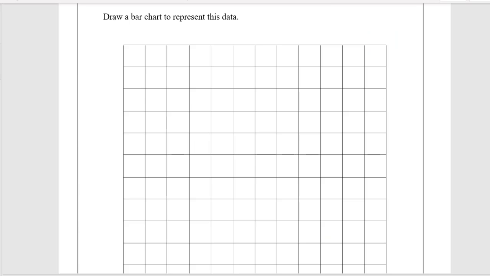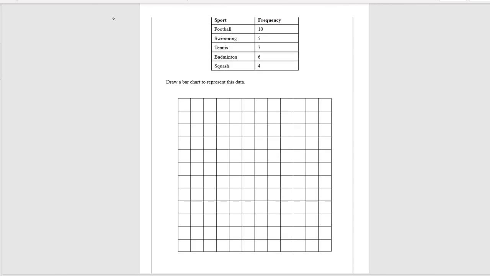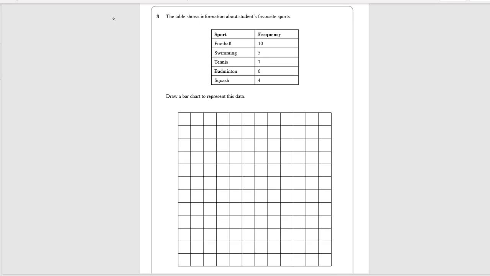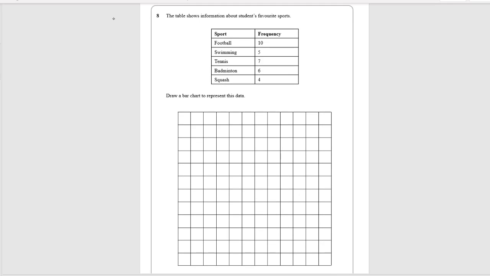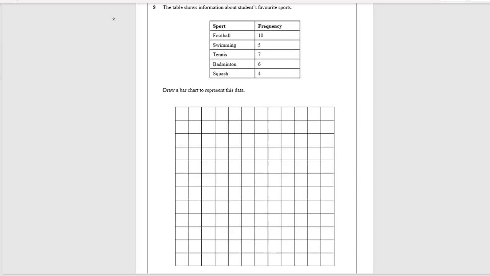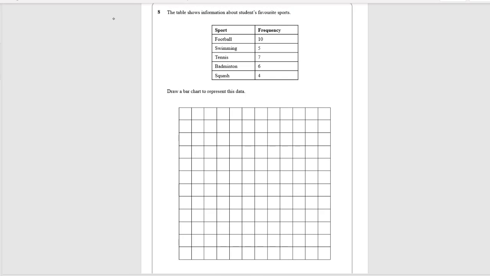Okay, so next, a bar chart. The table shows information about students' favorite sport. So we've got all this information here. Okay, I'm going to do this very quickly. Make sure you label the axes. So it says information about students' favorite sport. So we've got favorite sport. And then we have frequency. So let's write down frequency here.